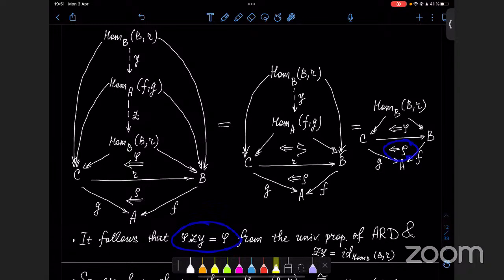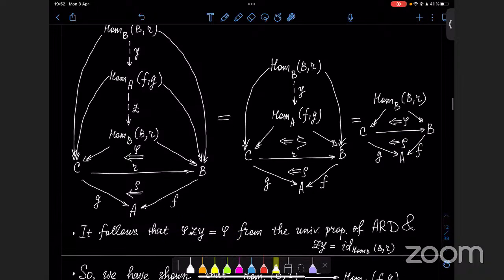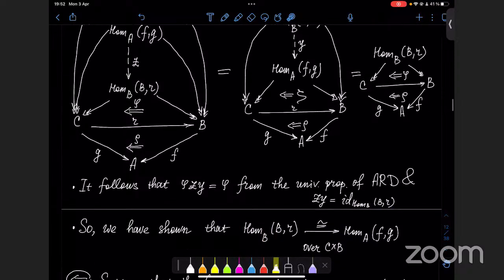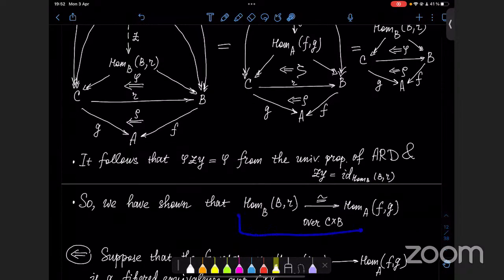but also from the weak universal property, it follows that you have the following equality. So zy equals the identity map on the home object between B and R, and thus we have an isomorphism between these home objects, and it means that this home object between F and G is representable by R.